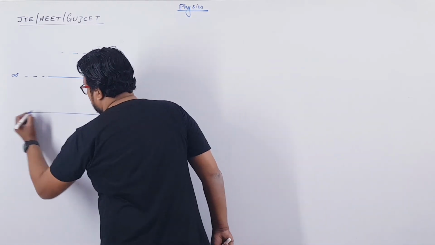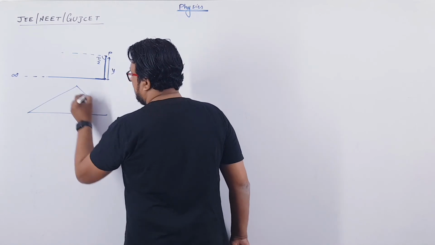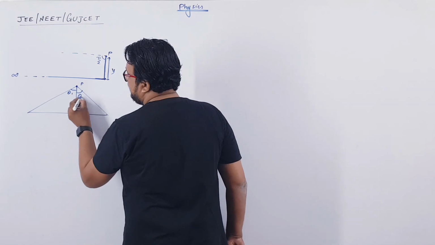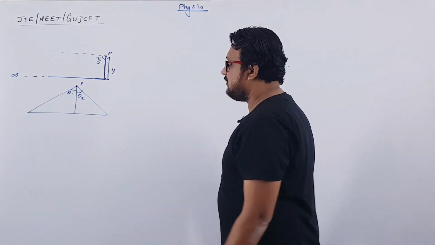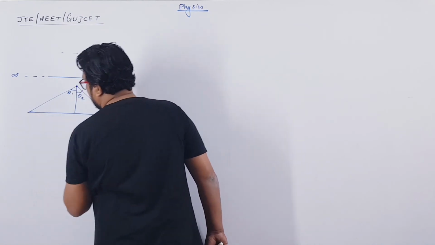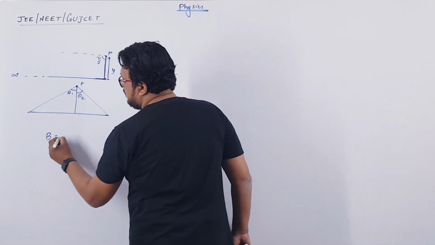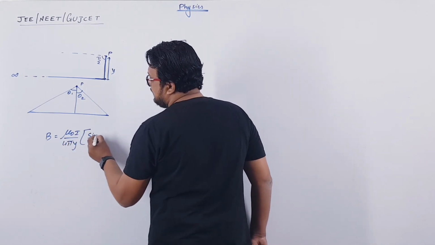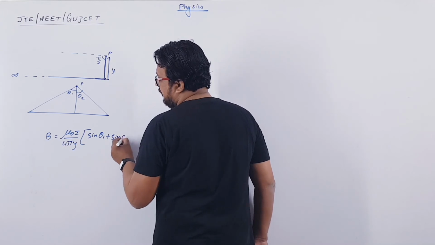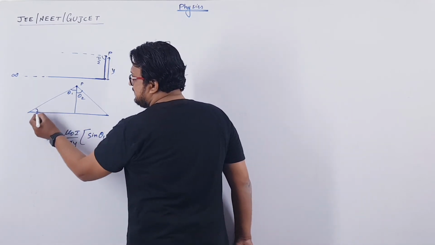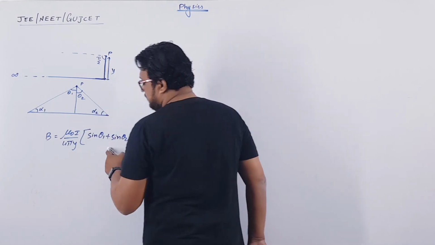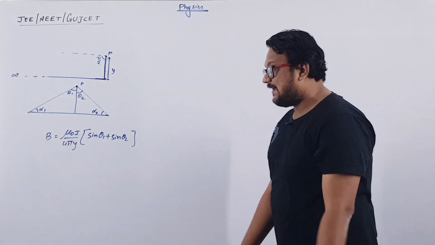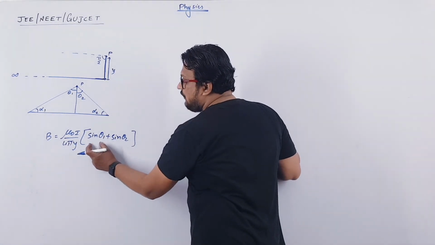Look, for finite wire, if this is the finite wire and we want to find magnetic field at point P, then this angle we have taken theta 1 and this angle we have taken as theta 2. This is for finite wire, right? And the formula was B is equal to mu naught I over 4 pi y into sine theta 1 plus sine theta 2. If you take these as alpha 1 and alpha 2, then this formula will change to mu naught I over 4 pi y into cos alpha 1 plus cos alpha 2. You can check this, right?